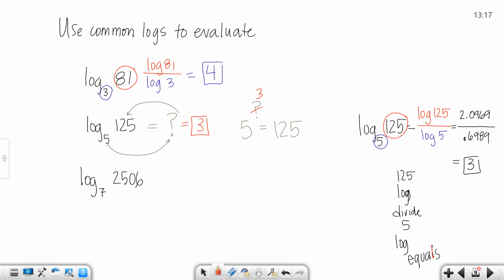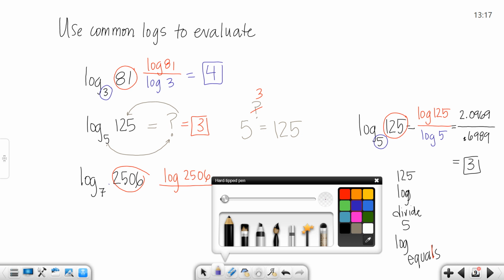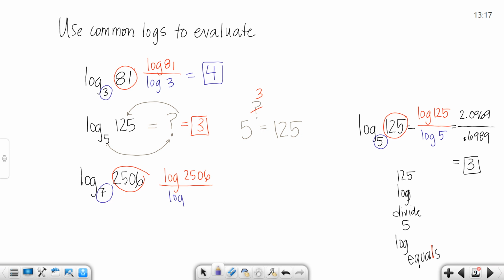Looking at our last one, you'll see those are terrible numbers. You're going to take the log of 2,506 and you're going to divide that by the log of 7. 2,506 log divided by 7 log, remember to hit equals. 4.0220 when you round off.